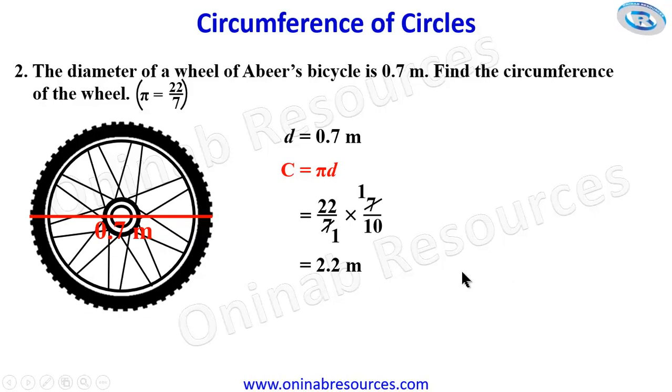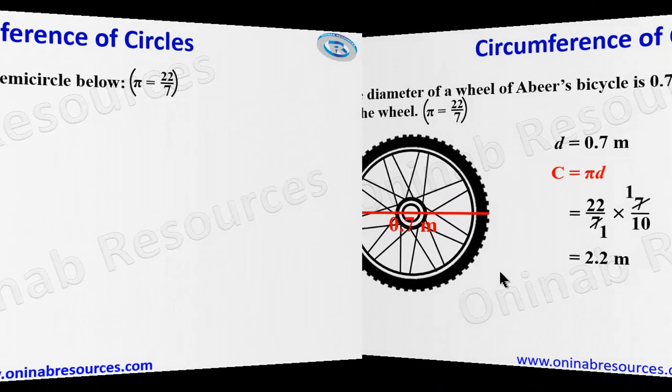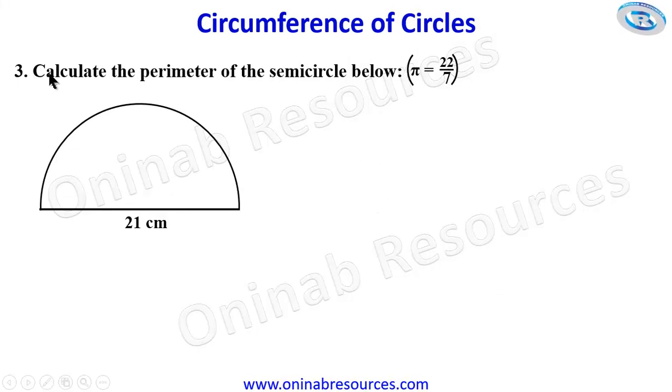So that's all for problem 2. We then go to problem 3. For problem 3, calculate the perimeter of the semicircle below.